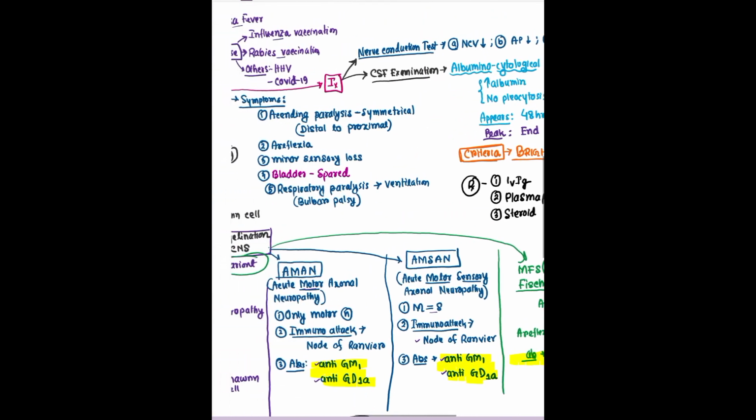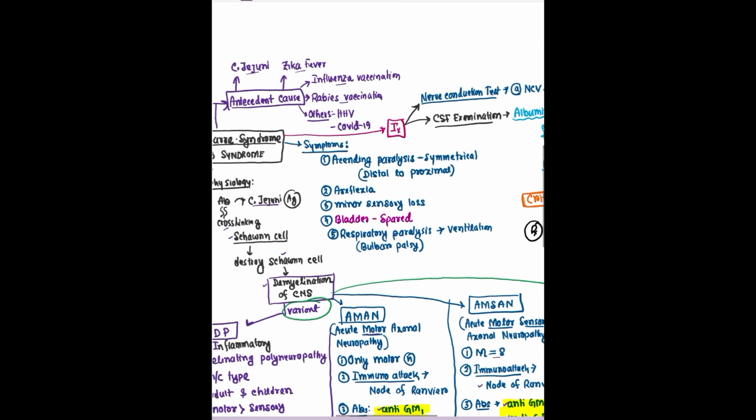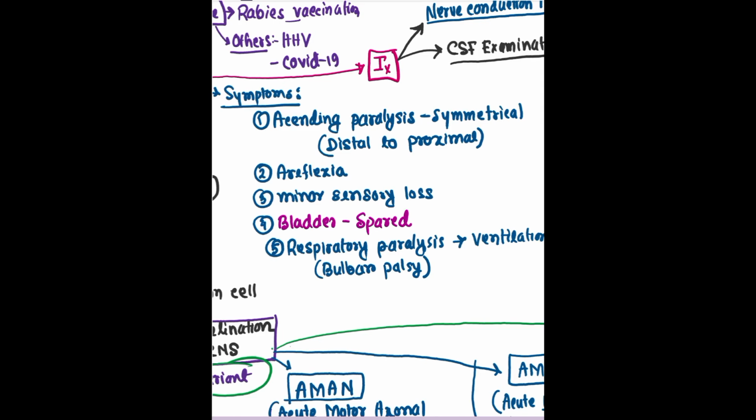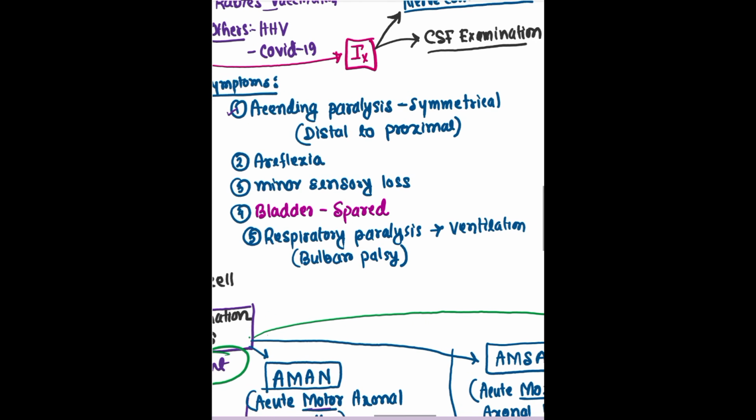Now, what symptoms does the patient present with in GB syndrome? Patient presents mainly with ascending paralysis, which is symmetrical in nature, progressing from distal to the proximal region. Bladder is spared, but the more serious complication is respiratory paralysis because of bulbar palsy, and the patient may need ventilation and death can occur. Patient also develops areflexia and minor sensory loss also occurs.